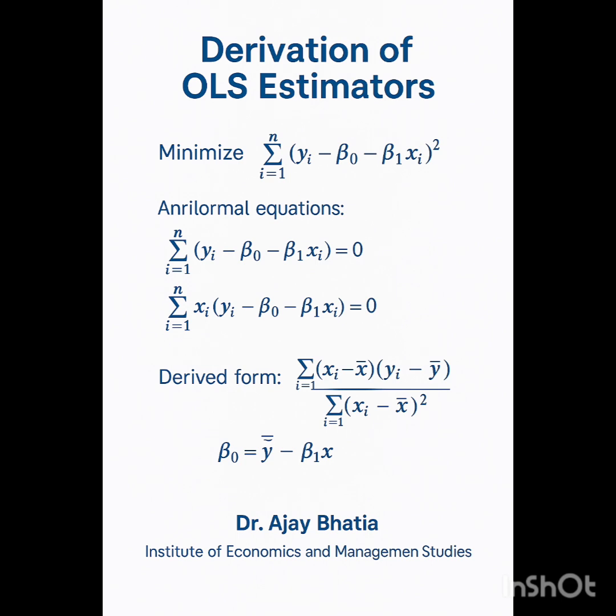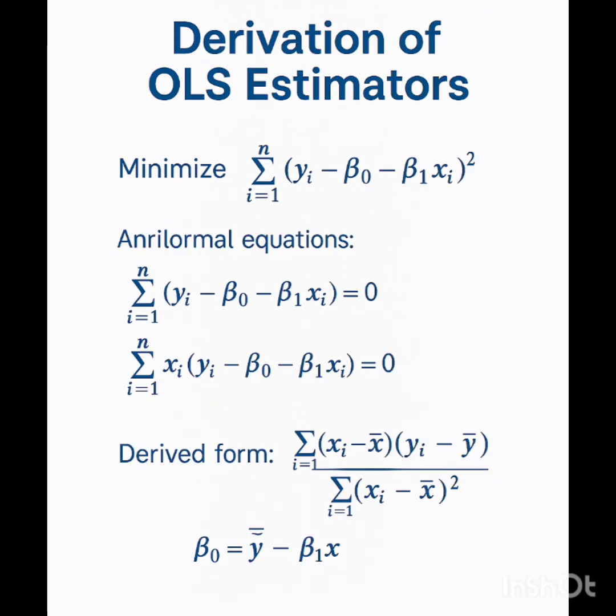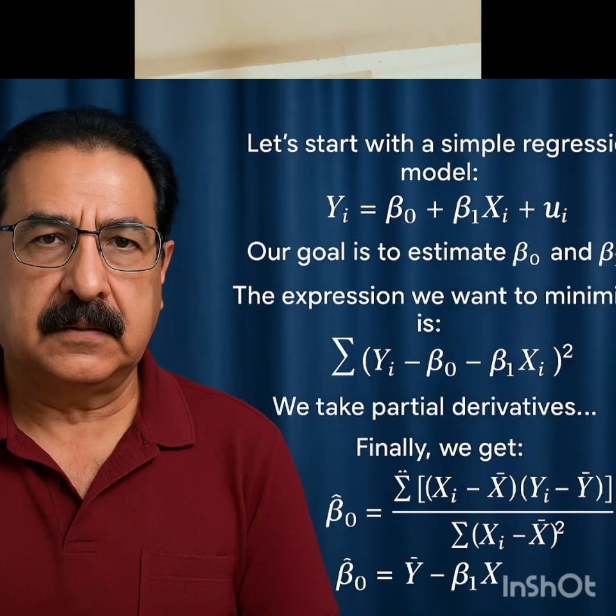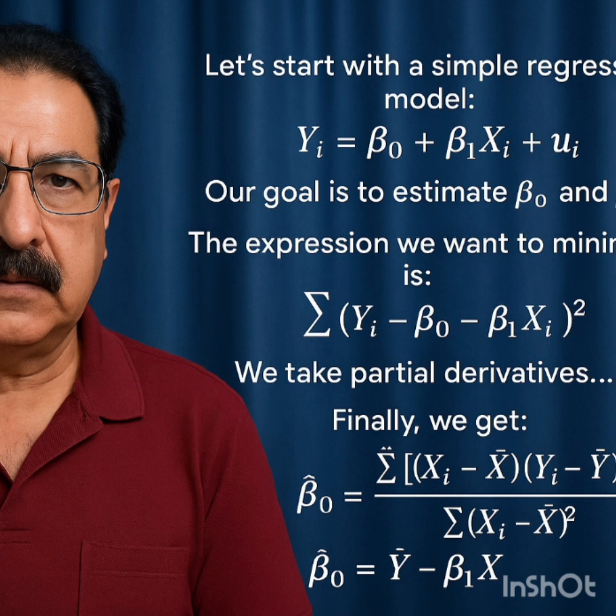We want to choose the values of beta 0 and beta 1 that minimize the expression. I have already put it in video form, you can look and understand. We use calculus, specifically by taking the partial derivative of the sum of the squares of errors with respect to beta 0 and beta 1.